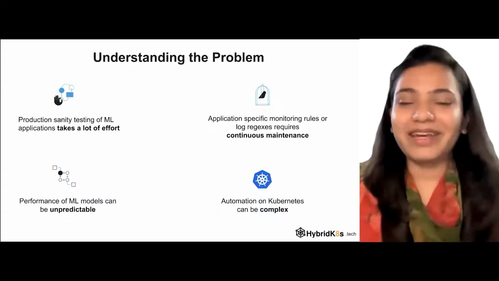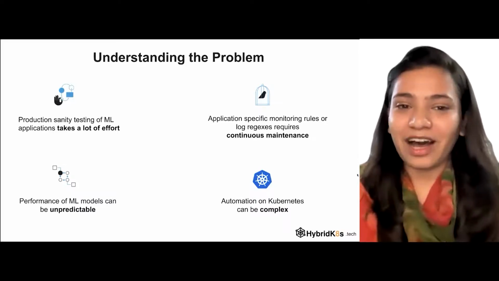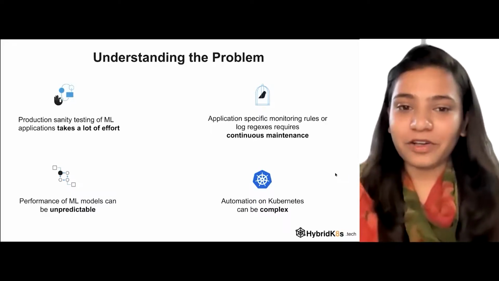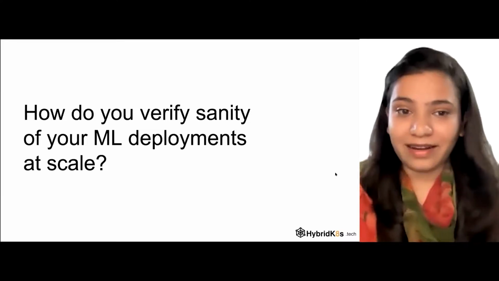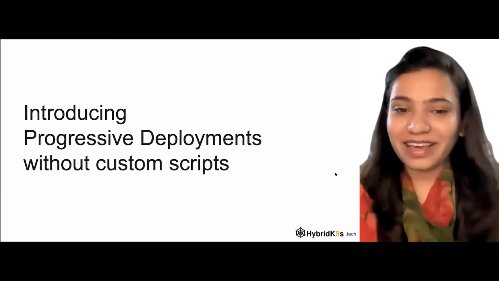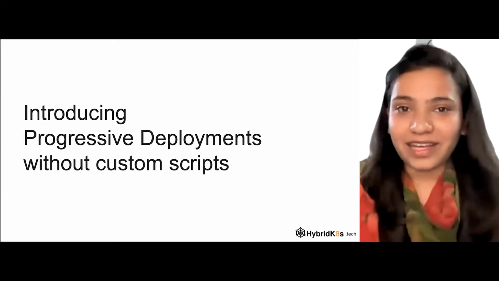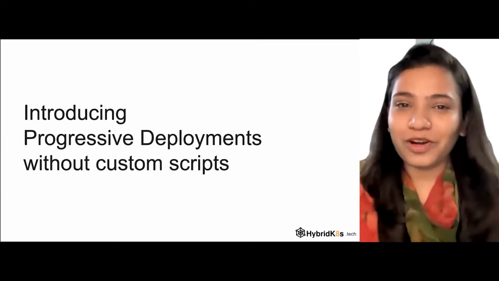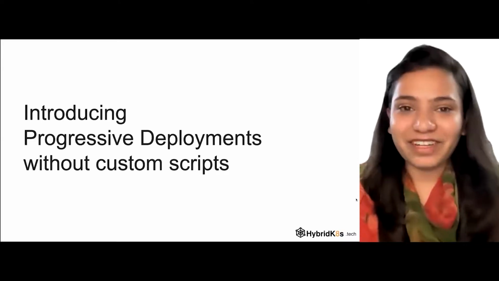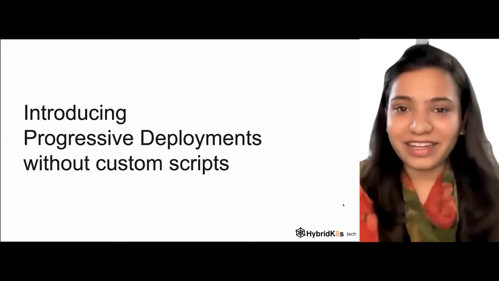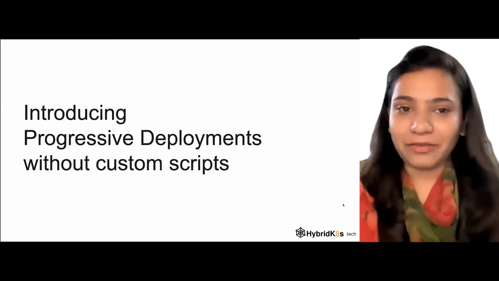Other problems lie around the performance of machine learning models being unpredictable, which sometimes requires quick rollbacks, and automation on Kubernetes can be hard sometimes. So how do you verify the sanity of your machine learning deployments at scale? By introducing progressive delivery without any custom scripts. For those who are not aware, progressive delivery is known for increasing deployment speed, system stability, and cross-team collaboration.